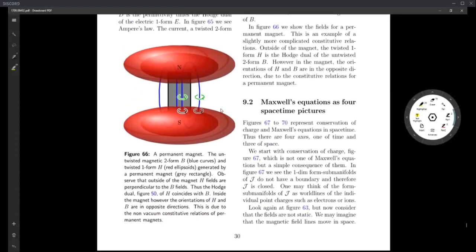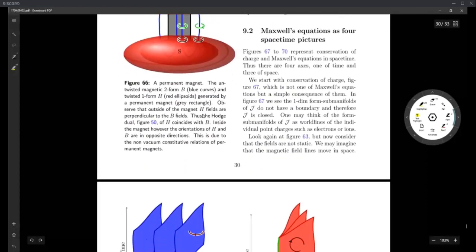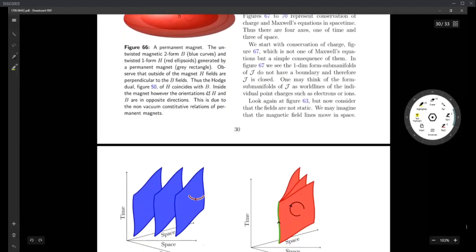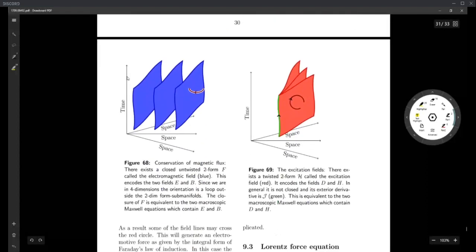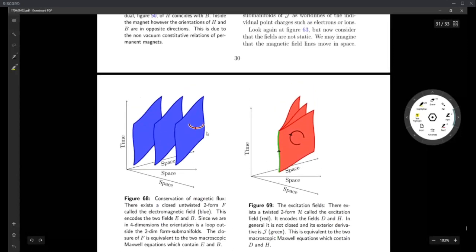So these are electrostatic examples. But what happens for electrodynamics, where my charges can move? Well, then we're just going to head to space-time, and you're going to see some really weird things going on here. We're actually trying to represent the entire space-time here. So that would mean you have three dimensions of space and one dimension of time.